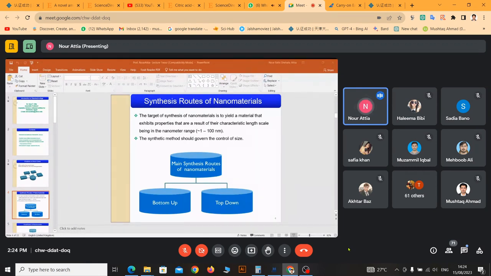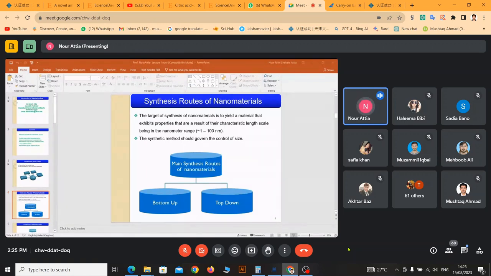In bottom-up techniques, we start to prepare the nanomaterials from scales smaller than nano. For example, for silver nanoparticles we start from silver ions, from gold ions, from platinum ions. For all the nanomaterials we start from the ions, or from molecules. For some polymers we start from the monomer. This means you start to form the main precursors of the material, which are less than one nanometer.